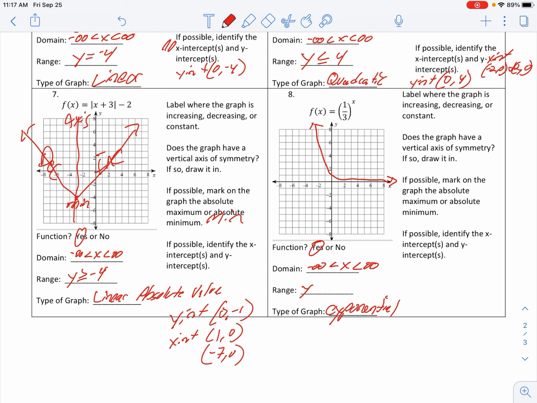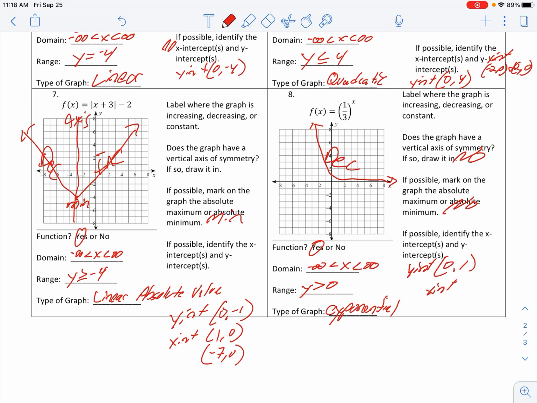And for the range, we want the range to be everything greater than 0. Okay, here's my floor right there. And it's not going to include 0. We'll talk more about that later, but we've seen a few times now that the range is everything above 0. We said it is decreasing all throughout. It does not have a vertical axis of symmetry. It does not have an absolute max or min, and it does have a y-intercept. Okay, the y-intercept, if you look at your calculator, is right around up there at 0, 1.